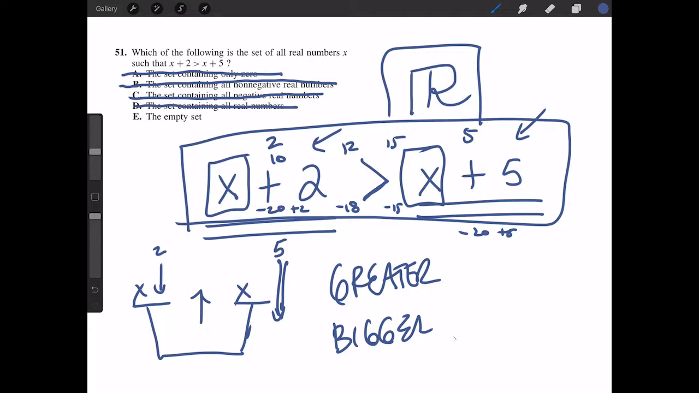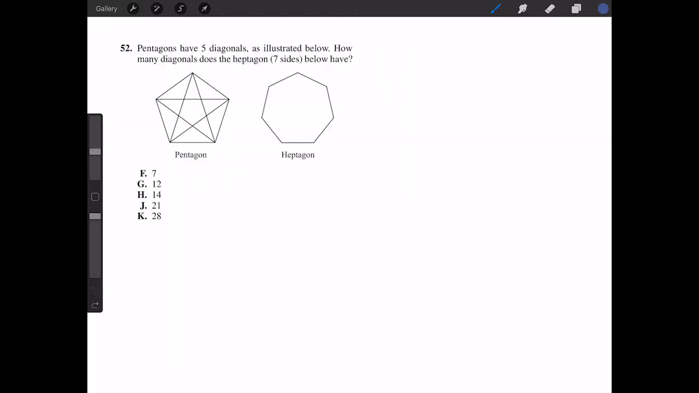D, the set containing all real numbers, well, of course not. We've already excluded a bunch of them, which leaves E, the empty set. The empty set means that there's no solution. The empty set means there's no value for x that we can plug in to make this inequality true.